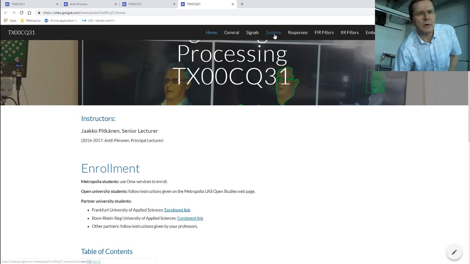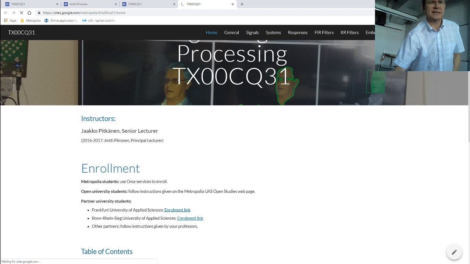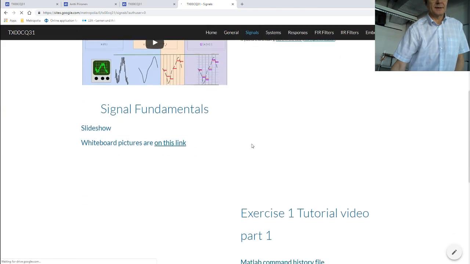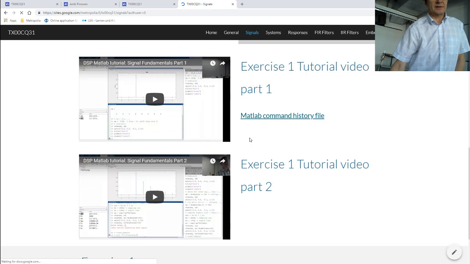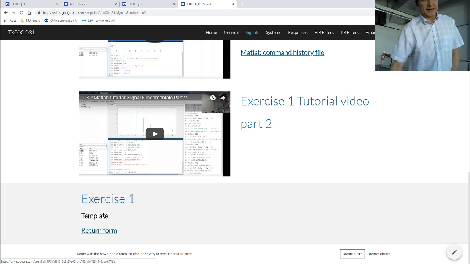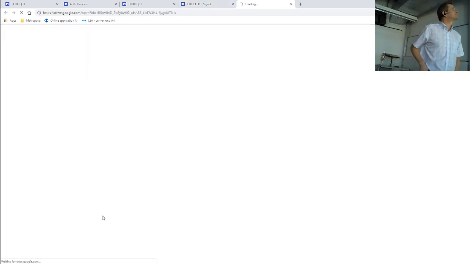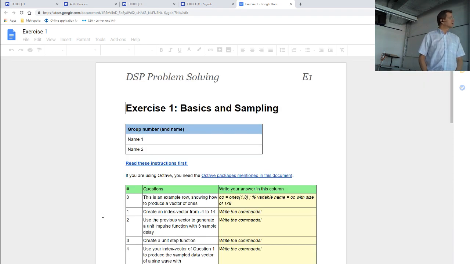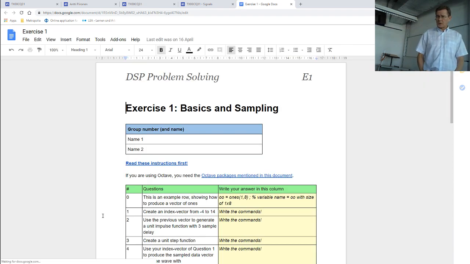And we are now on signals part. All right. Basically, the exercise 1 has a template here. This is already something you can do. Download the template and save it to your own Google account.